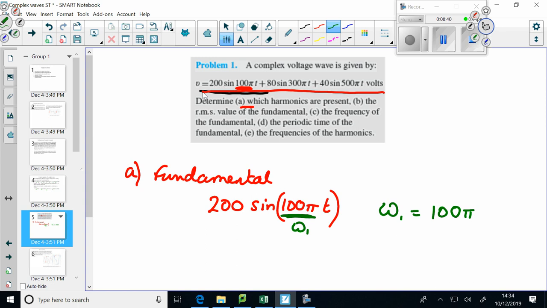So therefore, the second term is this bit, 80 sine 300 pi t. That bit being omega 2.